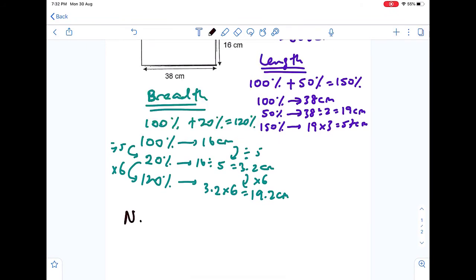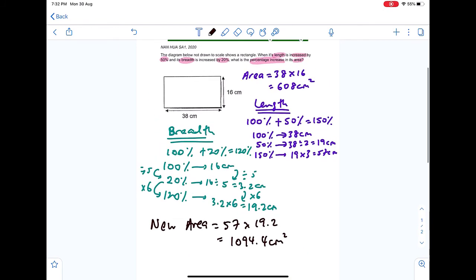So let's figure out what is the new area. Okay, so the new area will be equals to the new length 57 times the new breadth 19.2, 1094.4 squared cm. Alright, so what is the percentage increase in the area?